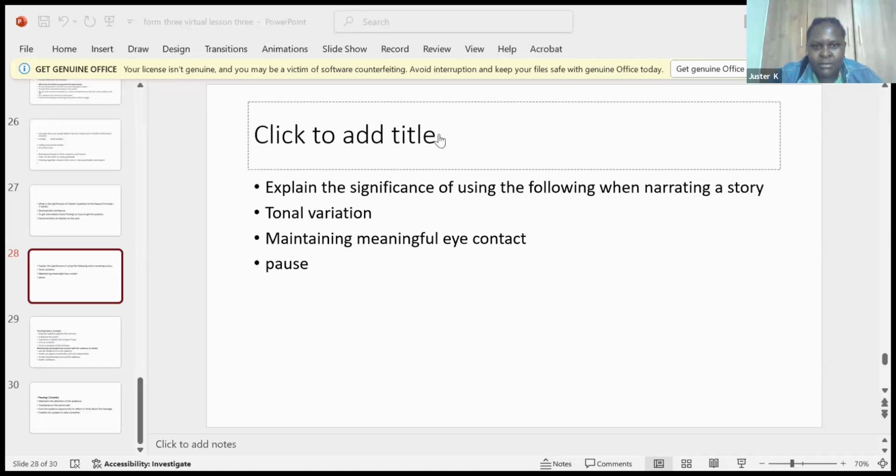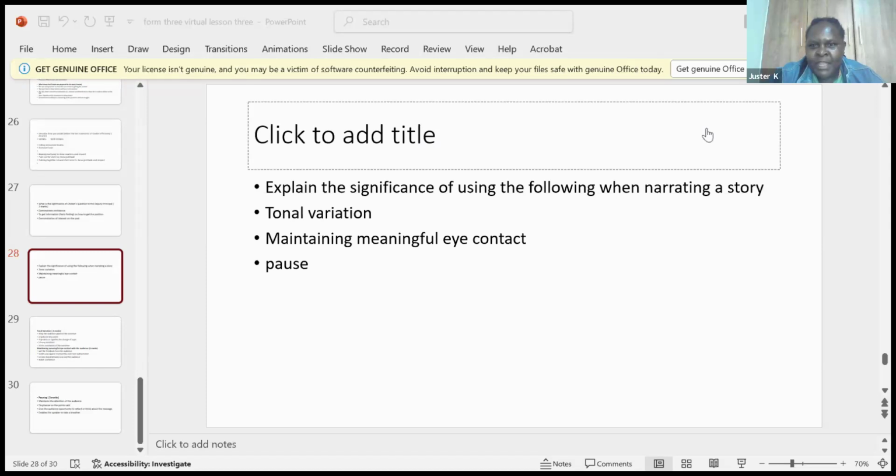Maintaining meaningful eye contact shows that you are sincere. Yes. Maintaining meaningful eye contact shows that you are sincere, to show sincerity during performance of a story. Yes. Okay.